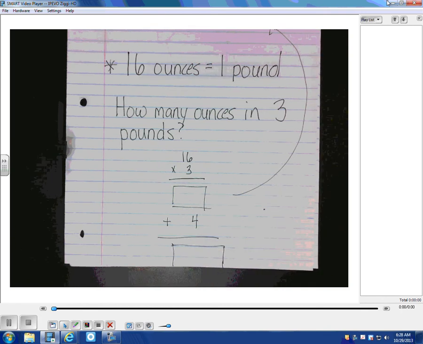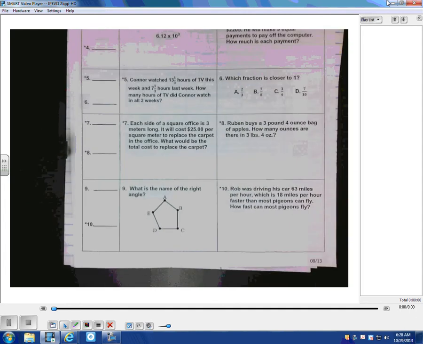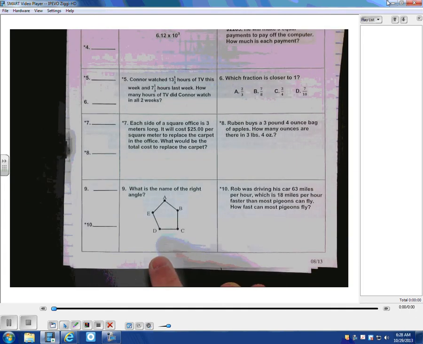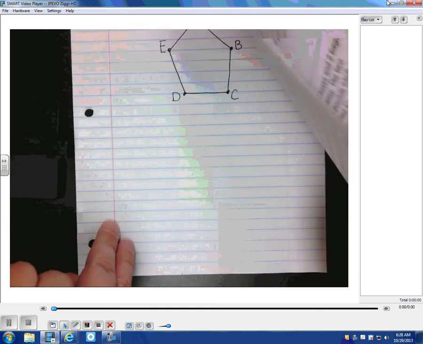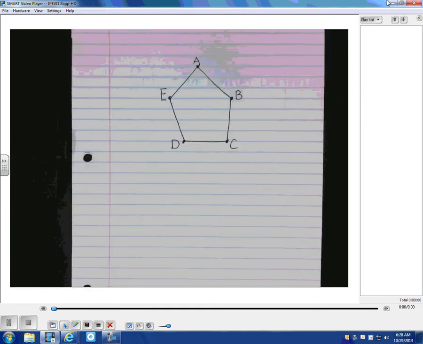All right, next problem, number 9. It says, what is the name of the right angle? So the angle on your review sheet looks something similar to this.